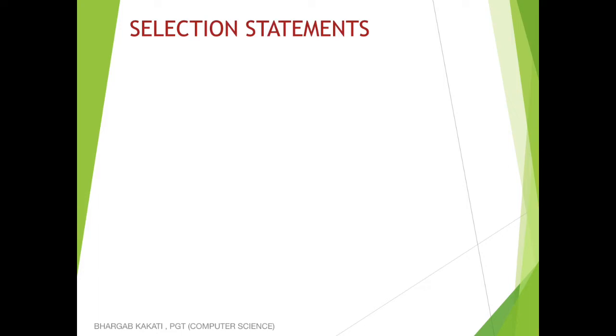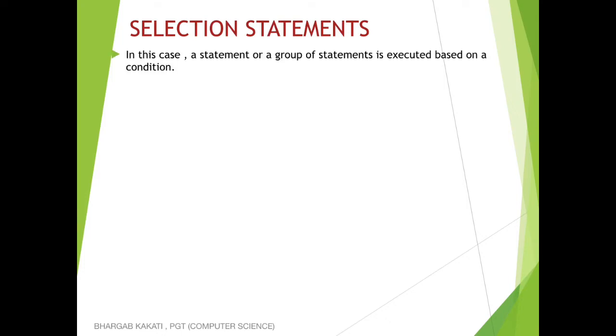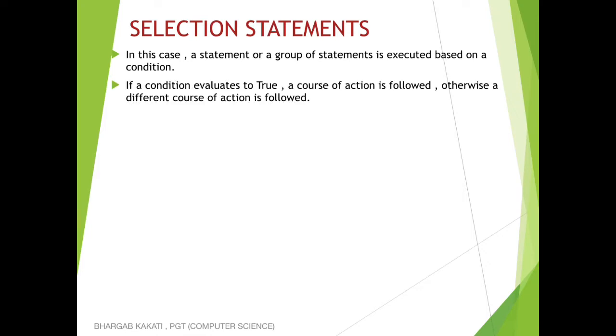See, till now whatever programs we have been doing in class 11, all the programs executed sequentially. Sequentially means line by line without skipping any line in between. But selection statements are some category of statements which are executed based on a condition. And in this type of statements, not all lines of code get executed. Some lines of code will get executed and some other lines of code will not get executed.